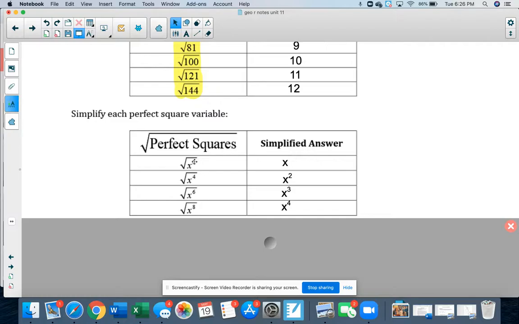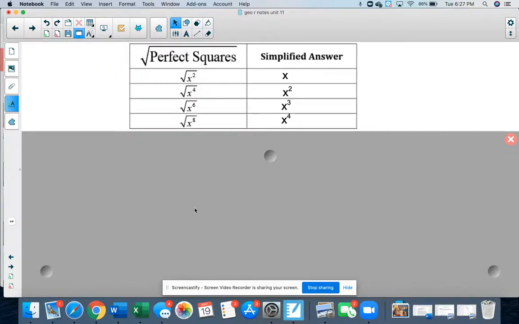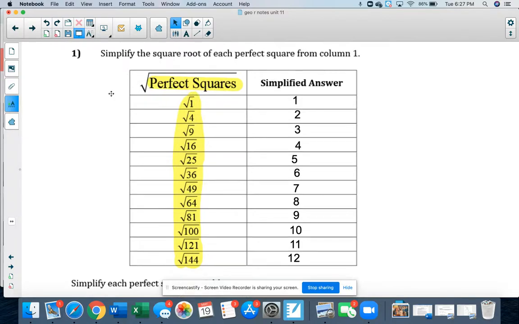Notice all you're doing is taking half of this exponent. That's the answer. And as I said before, this only works if you have an even exponent. I'll show you what to do on the next page if you have an odd exponent. So we're just going to try some that are perfect squares. And again, by perfect squares, I'm talking about either the numbers up above or these exponents that are even. So even exponents are perfect squares, and all of these numbers are considered to be perfect squares.